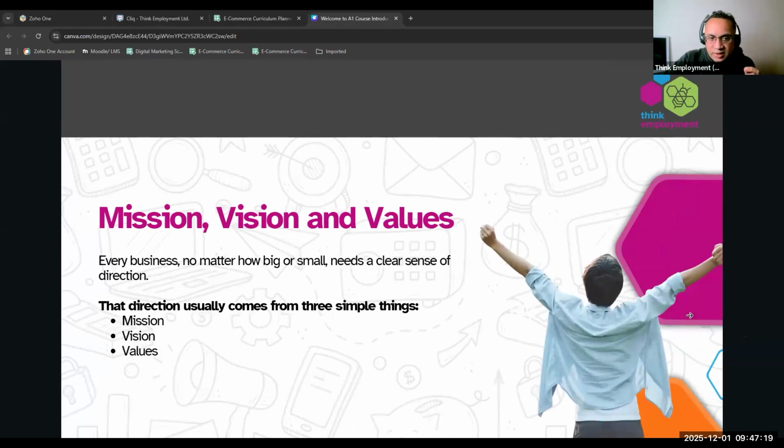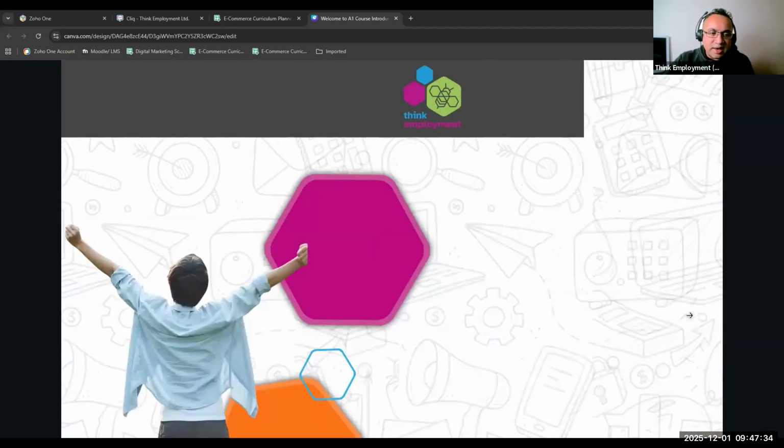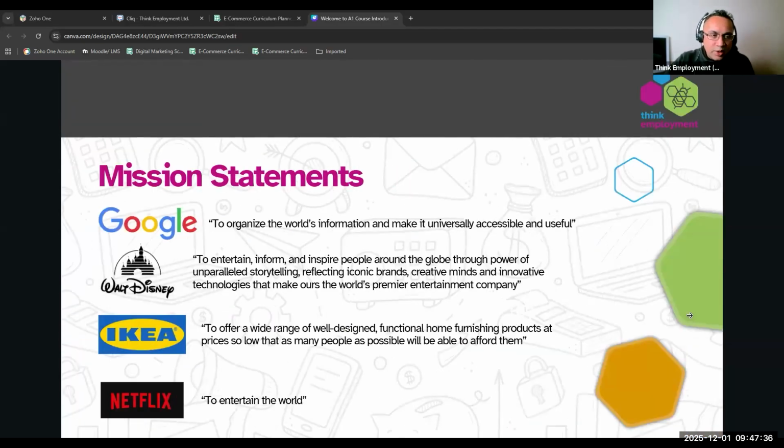So three different parts of this. Every business, no matter how big or small, needs a clear sense of direction. It's very important to have that direction, and the best way of having it is having a mission statement, a very clear vision, and understanding the values. Here we can see Google, Walt Disney, IKEA, Netflix. They are all companies we've heard of, right? And they all have a mission statement.